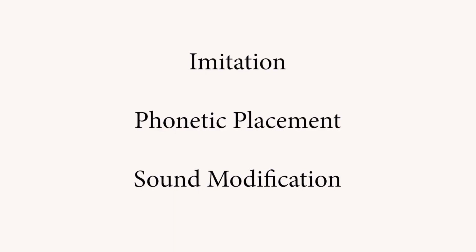There are 3 ways we can approach this stage: imitation, phonetic placement, and sound modification. In imitation, basically you tell your client, watch me and do exactly what I do. Say k. If this doesn't work, we can move on to phonetic placement. Phonetic placement is when we have to instruct our client on what they have to do with their tongue and their mouth in order to reach the target sound.